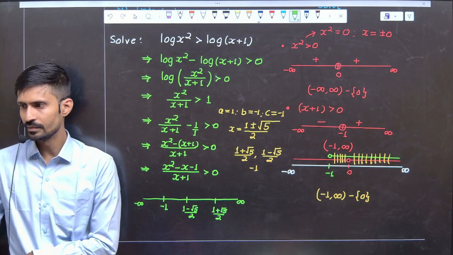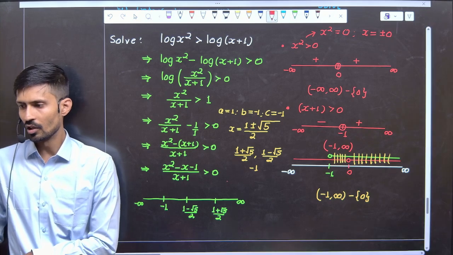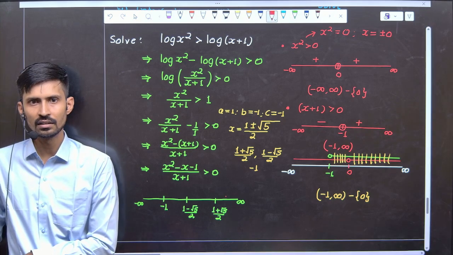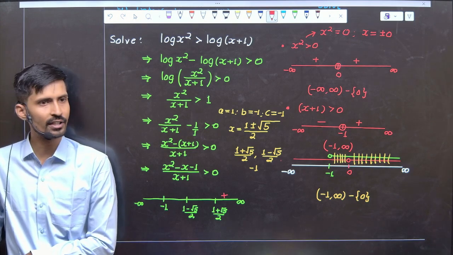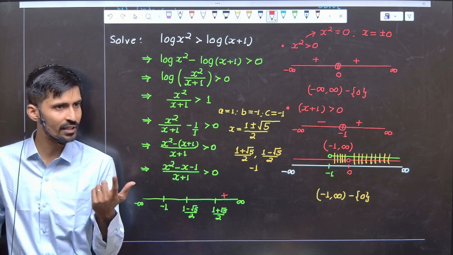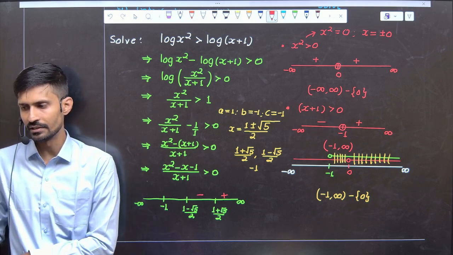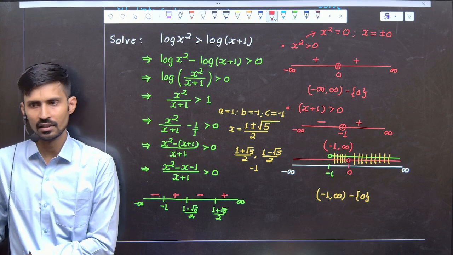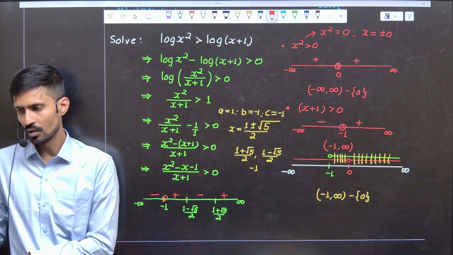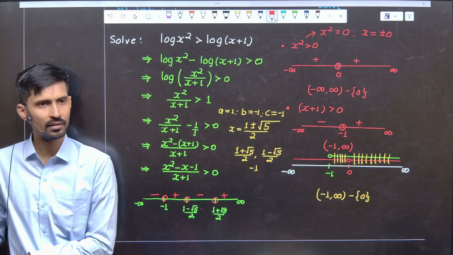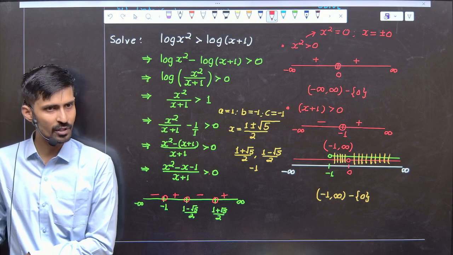Okay? Now this side, sign will be positive. And all three roots are different roots. No root is repeating. It means simply sign will change. Greater than or equal to sign is not there. All open. We want greater than 0, means positive.